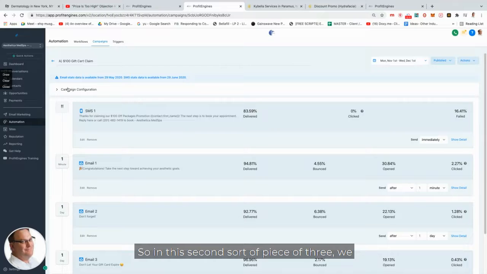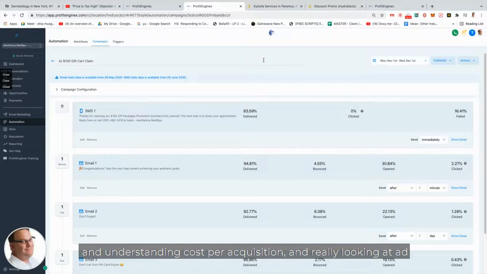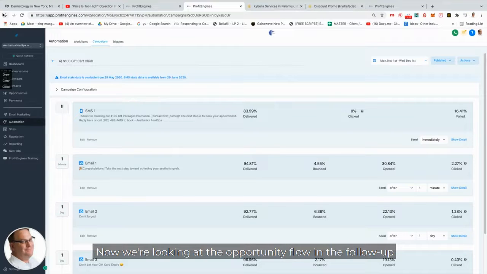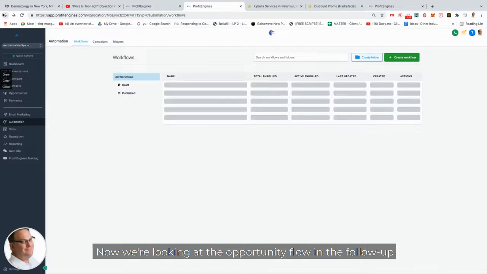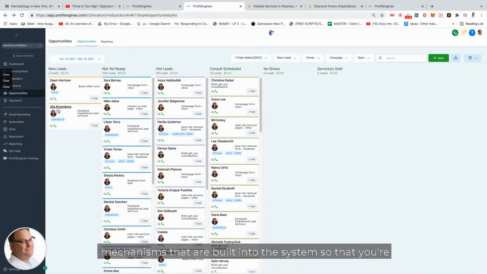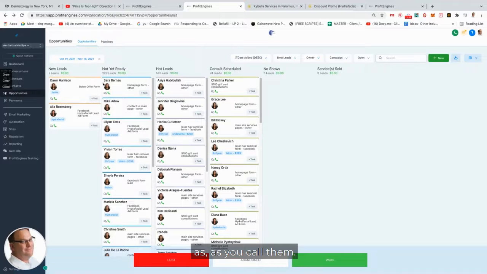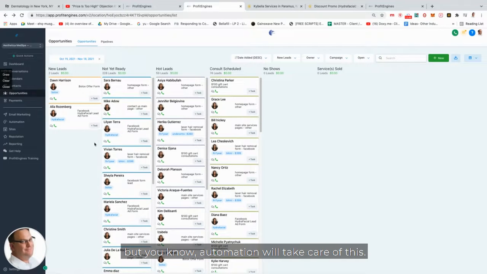So in this second piece of three, the first one we did was reporting and understanding cost per acquisition and really looking at ad spend and lead flow. Now we're looking at the opportunity flow and the follow-up mechanisms that are built into the system so that you're able to get traction on people coming through as new leads. Certainly, you can manually move these over as you call them, but automation will take care of this.